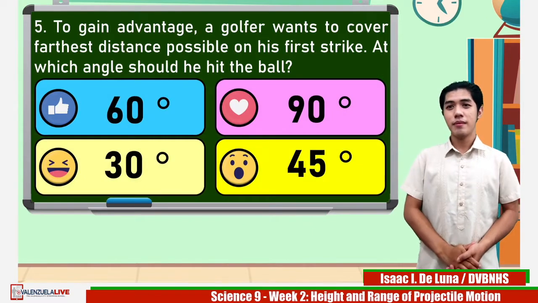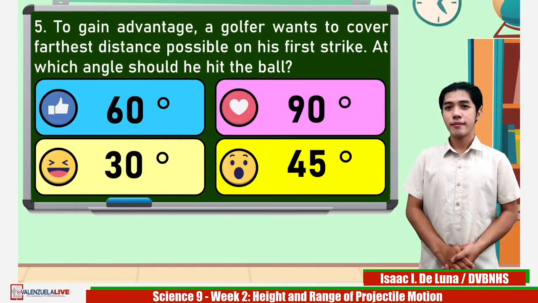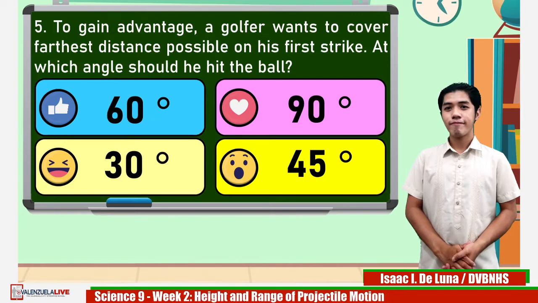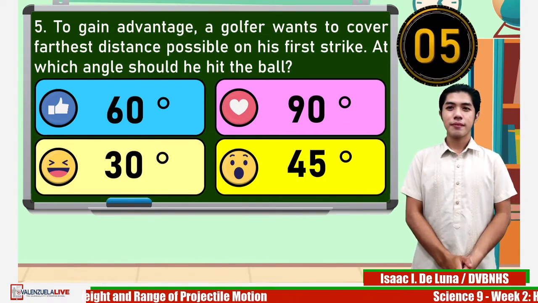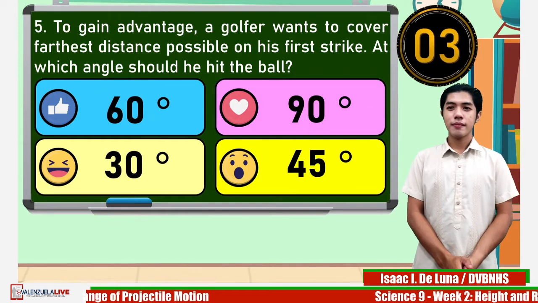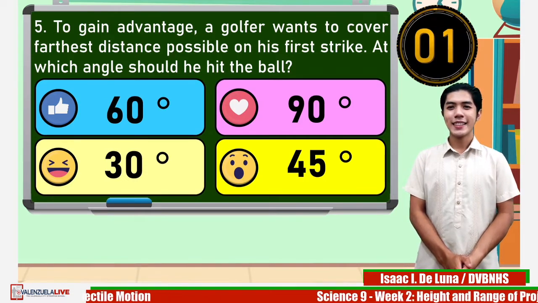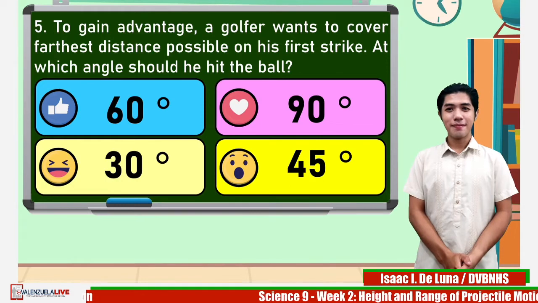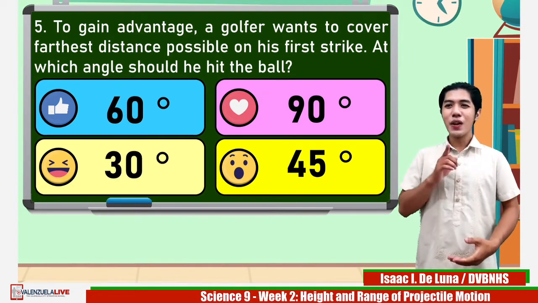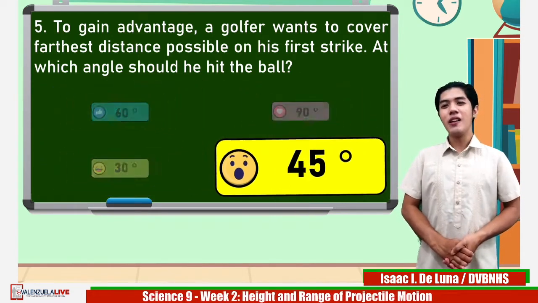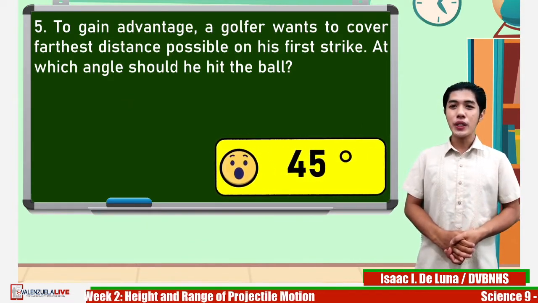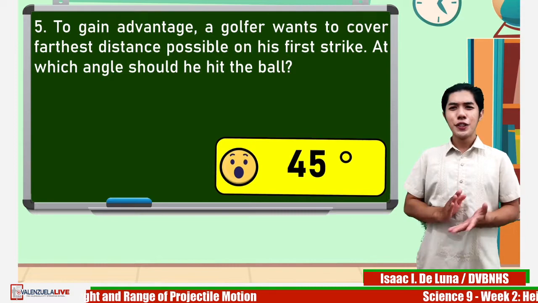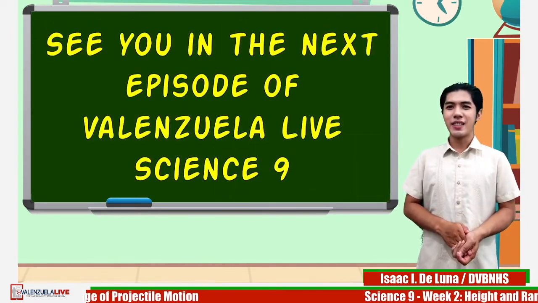Question number 5. Choose your answers now. Time's up. Excellent! The golfer must hit the ball at 45 degrees to cover maximum range on his first strike. Job well done, grade 9 students.